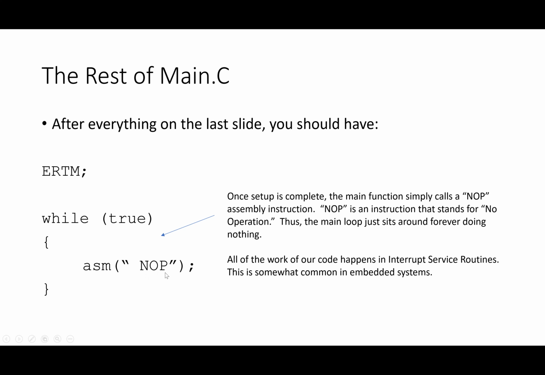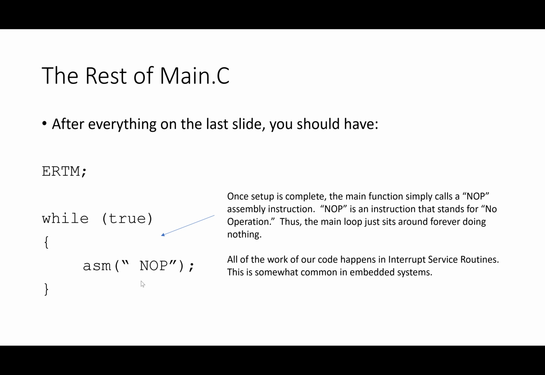It's a NOP, or no op, which is an assembly function for no operation, which means do nothing. So we're essentially in a do nothing loop. So our main code does nothing. That's not uncommon in embedded systems. What we have is our interrupt service routines. So the ADC ISR, PWM ISR, and external interrupt ISR are basically doing all the work.